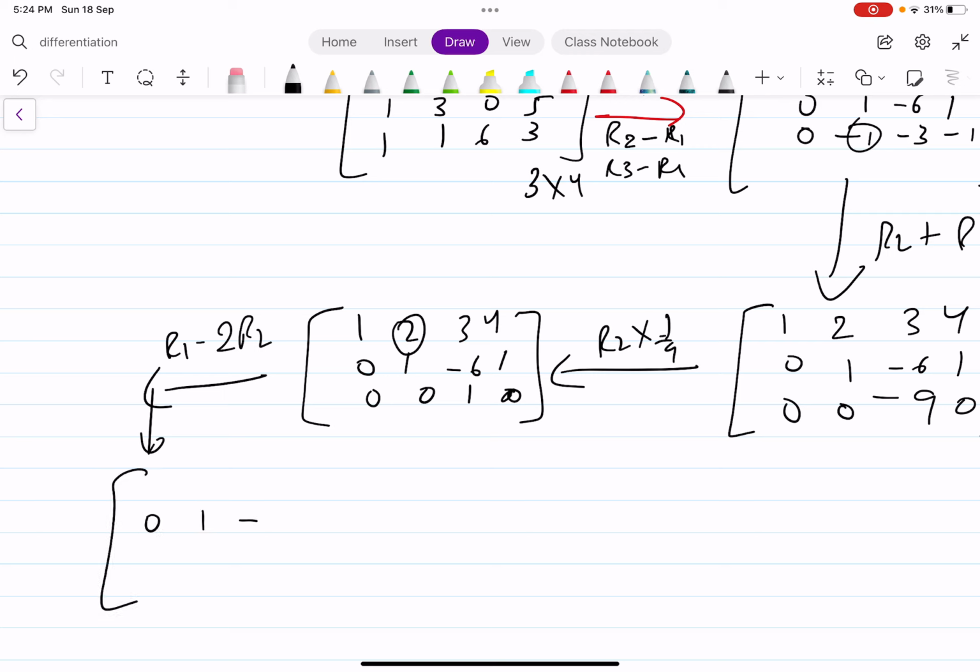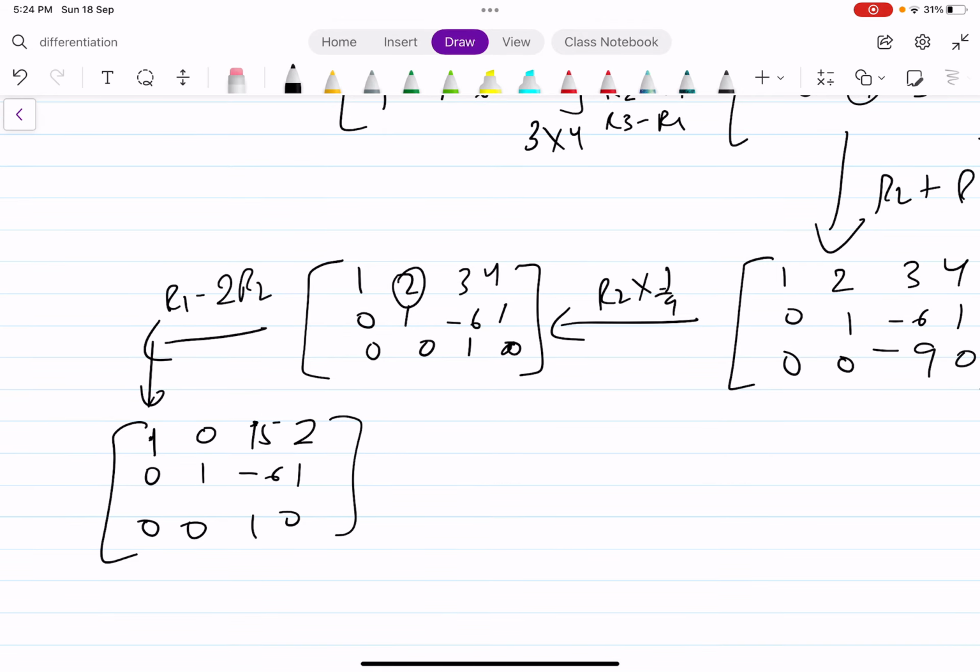So 0 1 minus 6 1 is here, 0 0 1 0 is here, and this is 1, this is 0. And R1 minus 2 R2 is 3 minus 12, which is 3 plus 12, that is 15, and this is going to be 2. You want to make this 0, so how do you make this 0? Just use 2 times again, and you will get this as 0 as well. Alright, so this is what we got here. So that means what are our equations that we get here?